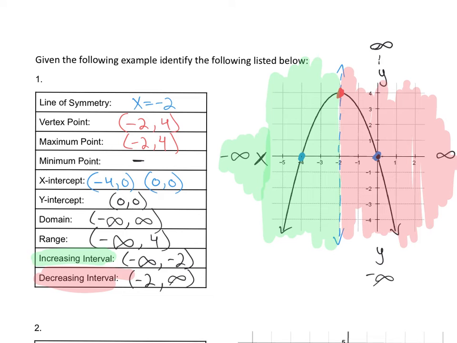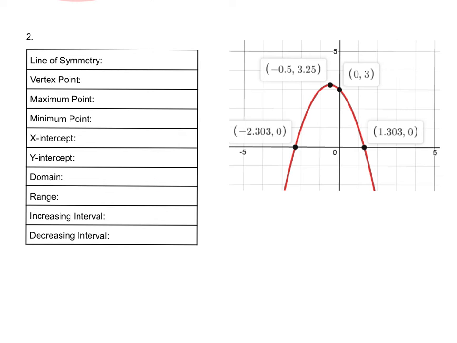Let's look at another example. So here we have another example. I'm going to go ahead and label the x and y axis again, and also include the positive and negative infinities as far as the directions that those would be.